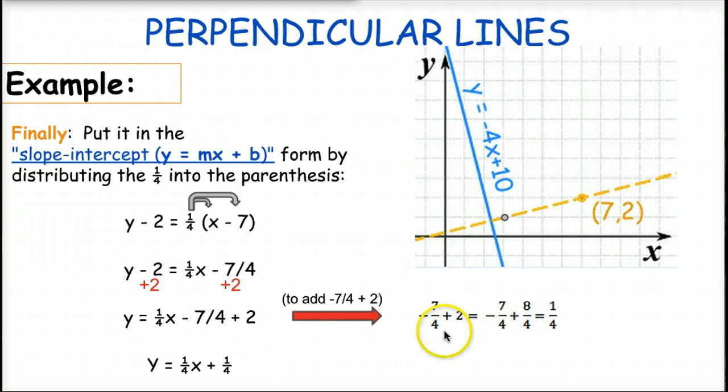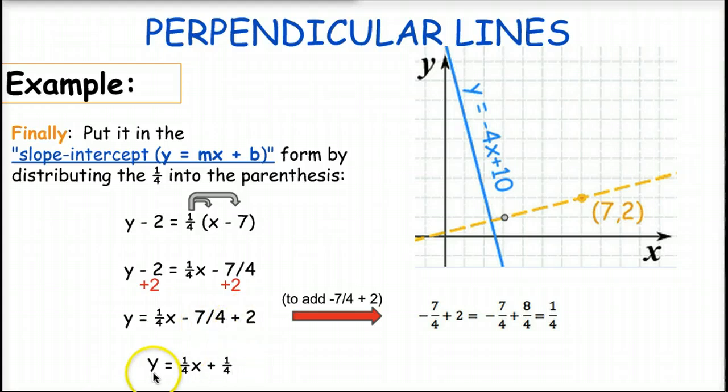We have negative 7/4 plus 2. We need a common denominator of 4. So in order to do that, we multiply 2 by 4 to get 8. 8 over 4 is the same thing as 2, right? 8 divided by 4 is 2. Now we just need to add. Negative 7 plus 8 is positive 1 over 4. So that is the solution of adding negative 7/4 to 2.